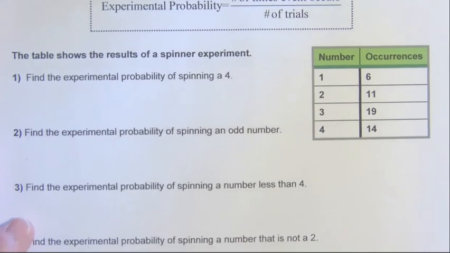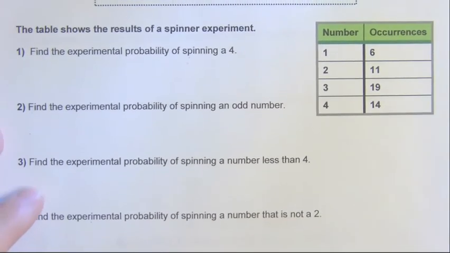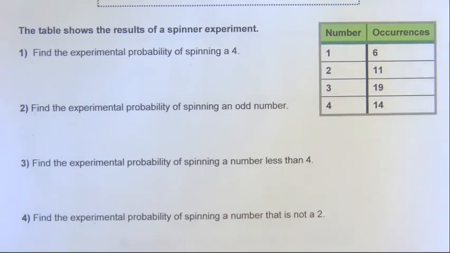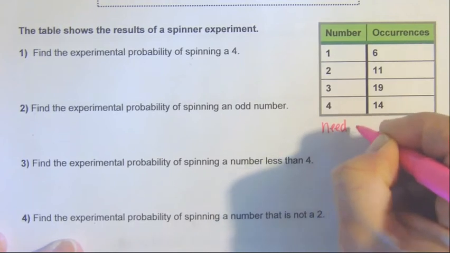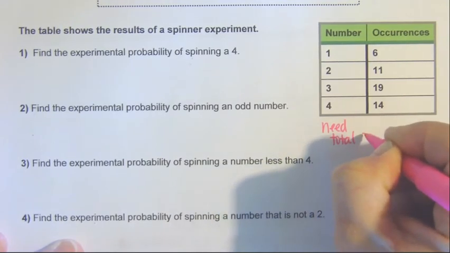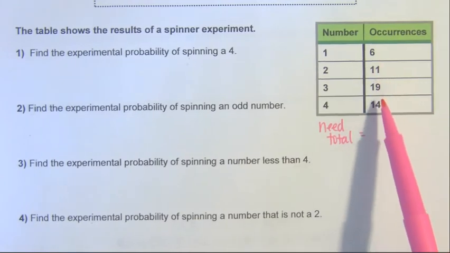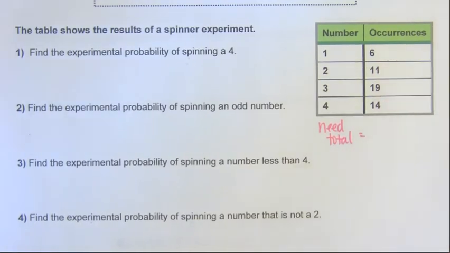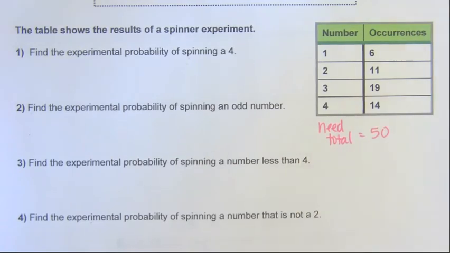So if you look here, we have a table that shows us the results of somebody spinning a spinner. First thing we need to do is get a total. To get the total, I'm going to add 6, 11, 19, and 14. And I get a total of 50. So somebody sat there and spun this 50 times.